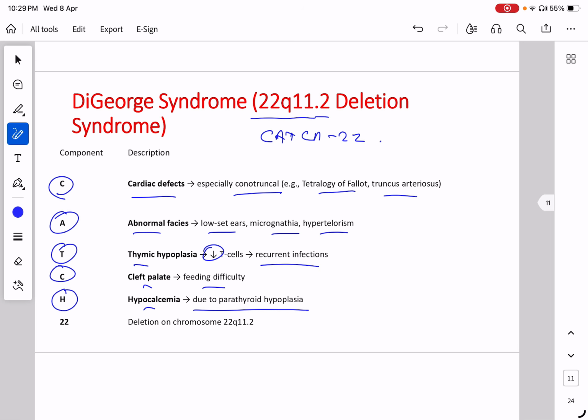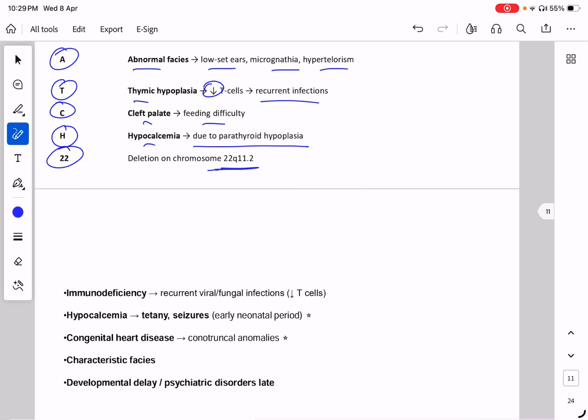Hypocalcemia due to parathyroid hypoplasia. And 22, that is deletion of chromosome 22. So these are the important features of DiGeorge syndrome, which is also remembered as CATCH-22 syndrome.